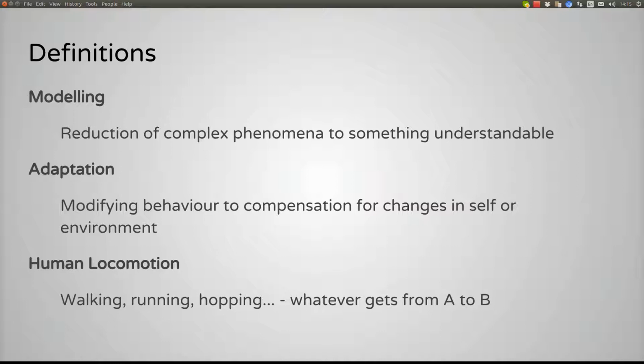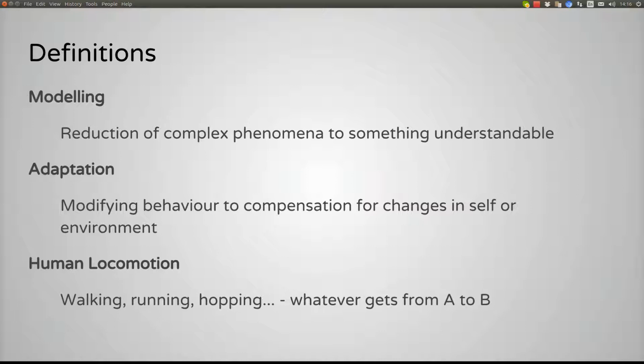In our particular case, we're modeling locomotion for a variety of different potential applications, which I'll talk about in a little bit. When we're talking about adaptation, we're talking about modifying your behavior, either implicitly or explicitly, to compensate for some sort of change. And when we talk about the change, we're talking about change in either yourself, so let's say you stubbed your toe and you're finding it difficult to walk, or the environment. So you might be walking on a slippery surface as opposed to a regular surface, or perhaps you're walking up or down a slope.